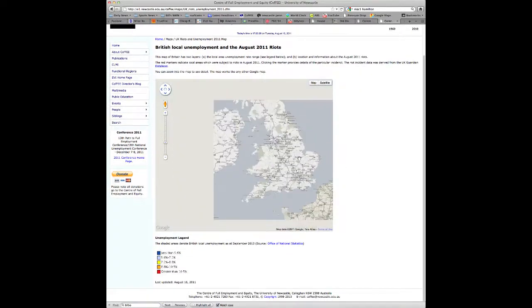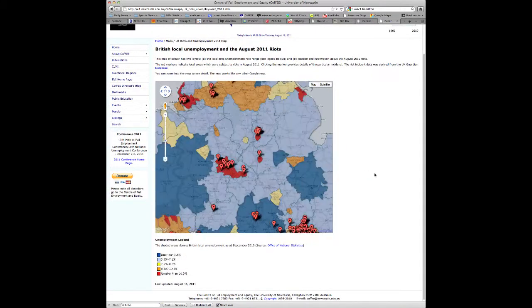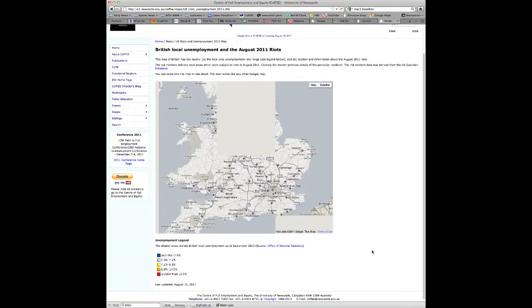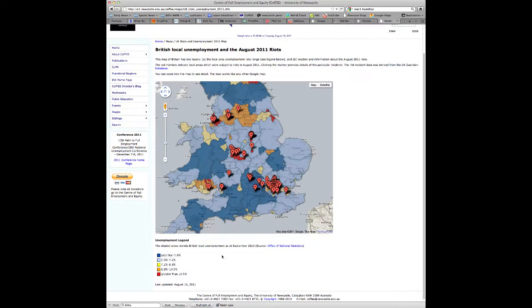The shaded layer is the local area unemployment rates from the Office of National Statistics as at September 2010, and the legend tells you the different unemployment rates in the shaded areas, which are the data collection zones that the ONS uses.